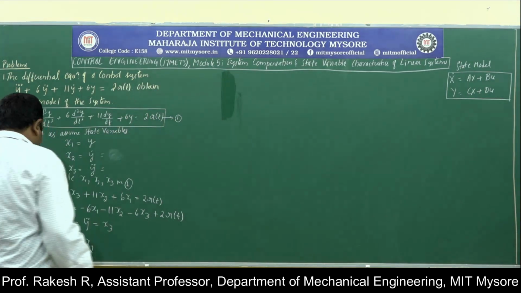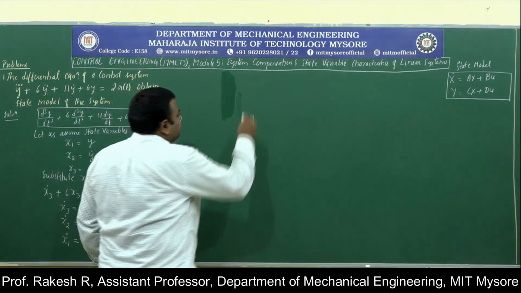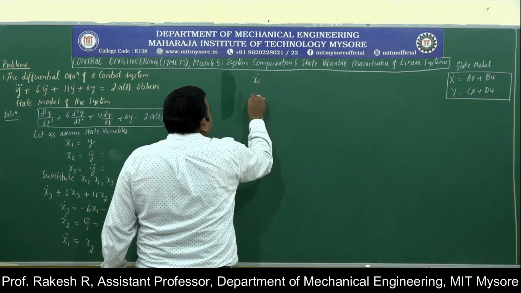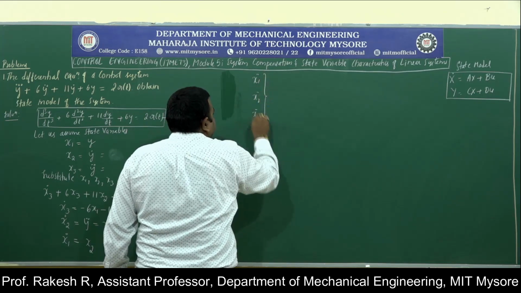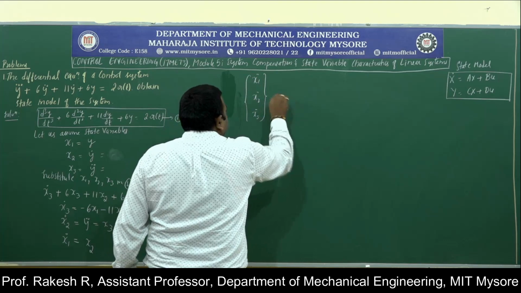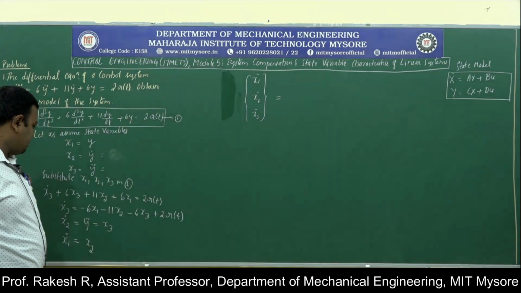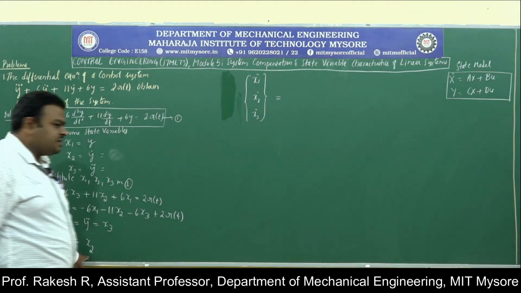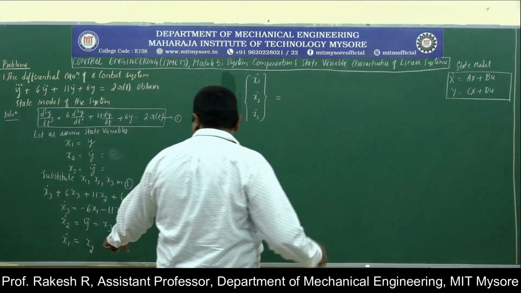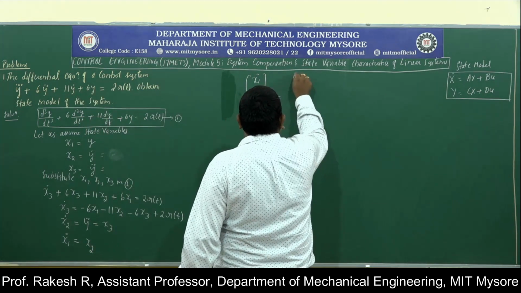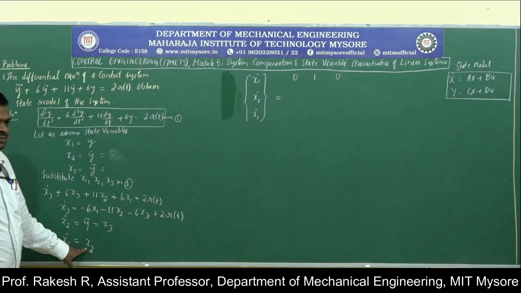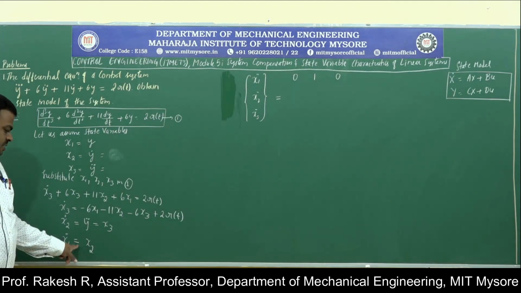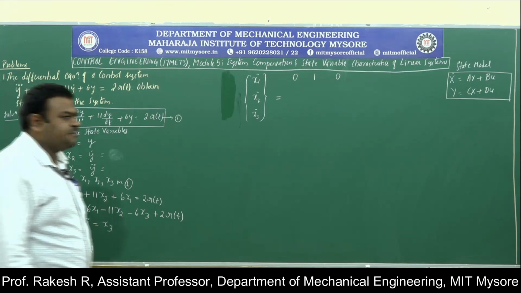Since I have written small letters here, I will carry the same thing. x1 dot, x2 dot, x3 dot are the state variables. First I will write the equation of x1. x1 dot is having 0, 1, 0. Here there is only an x2 term. There is no x1 term as well as no x3 term here.